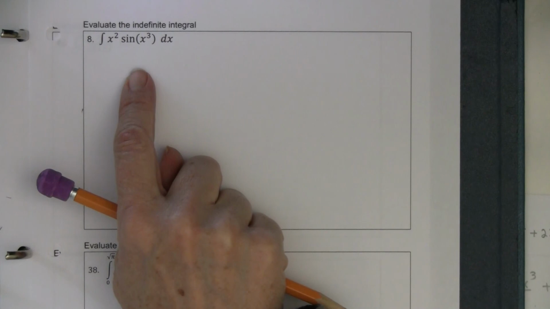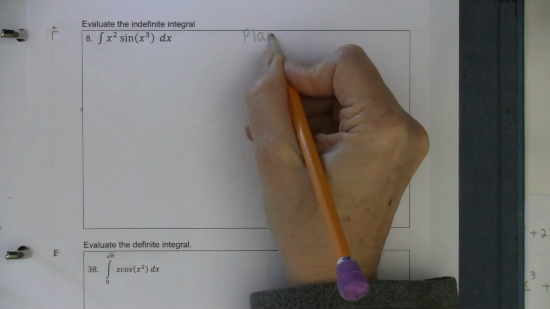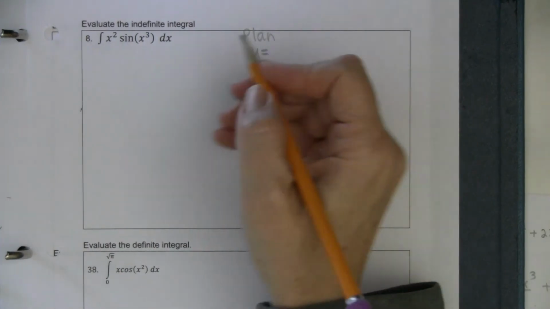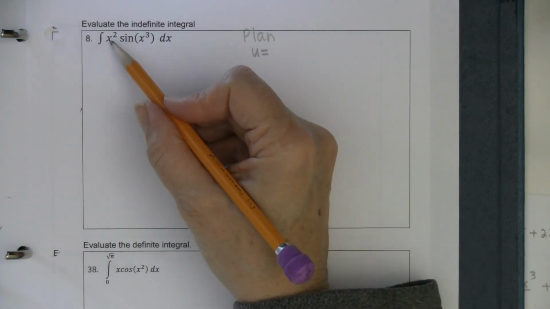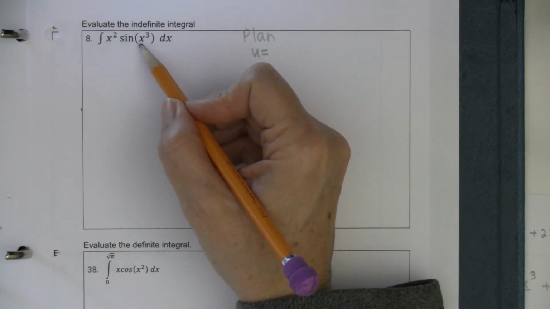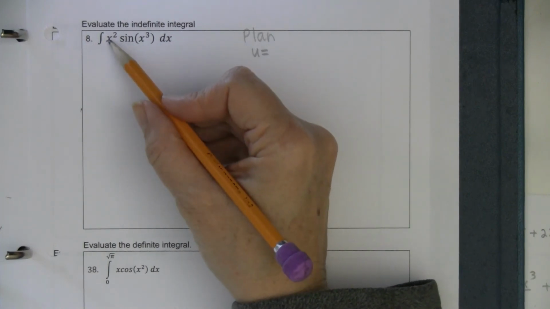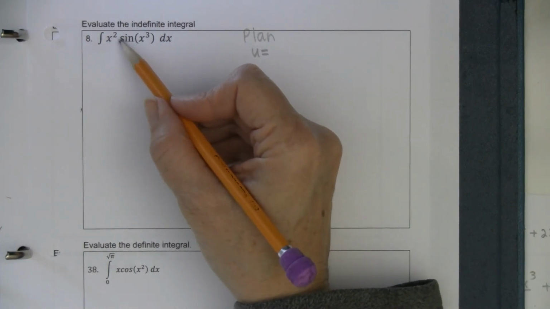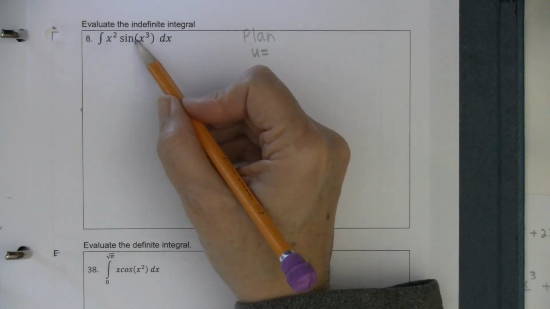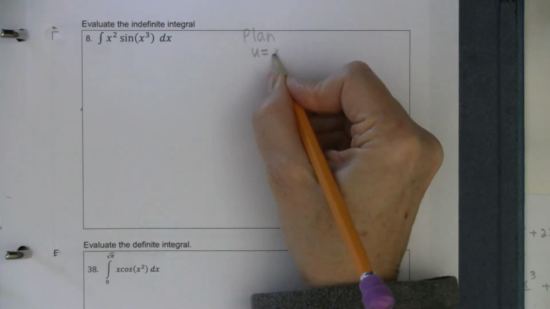But I can make my plan. My plan is to let u be the inside function. Which one of these do you think, x squared, sine of that, sine, or x cubed is the inside function there? This is what's being multiplied, the x squared, right? It's the product, and having a product with the sine. So what's the inside of the sine? That's what I'm looking for as my u. So that's x to the third.